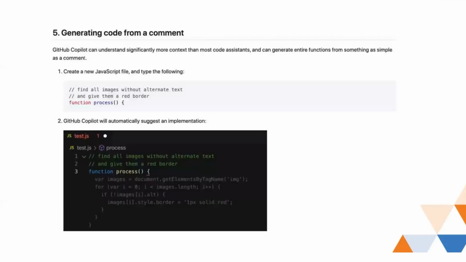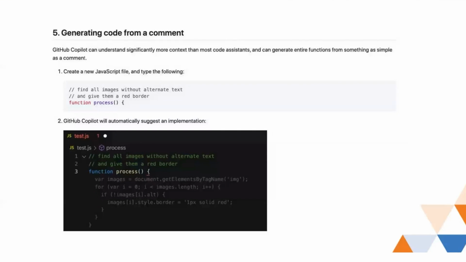Now let's look at how you can generate code from a comment. Let's create a new separate JavaScript file, and we provide a comment wherein we say what this function should do. For example, you want to get all the images without alternate text and give them a red border. We are on a website and we want to change some CSS, adding some border. So if you provide the function header like function process, it will provide you the code automatically.